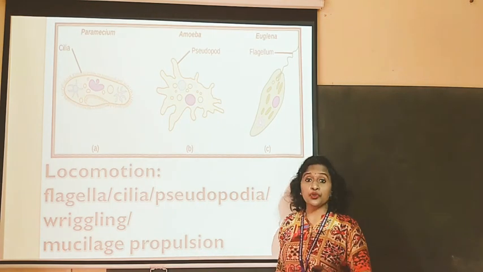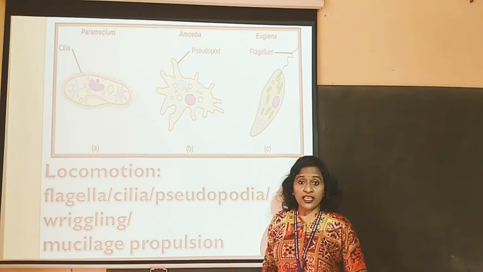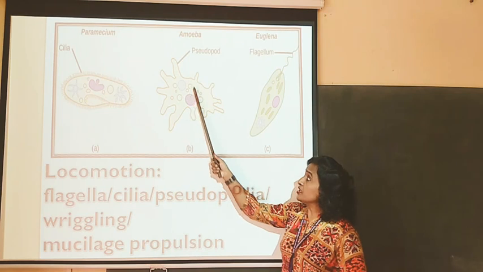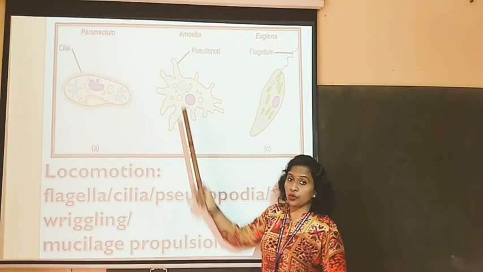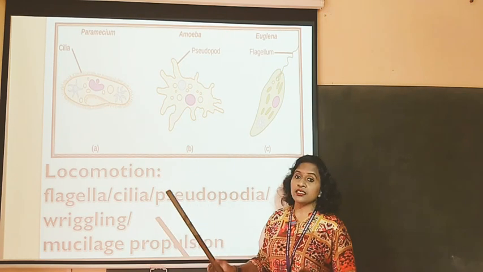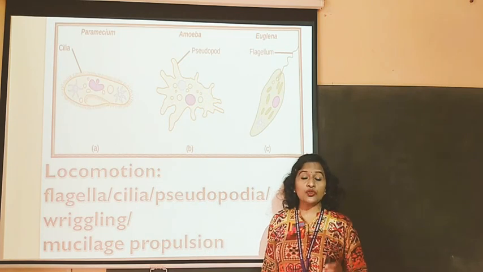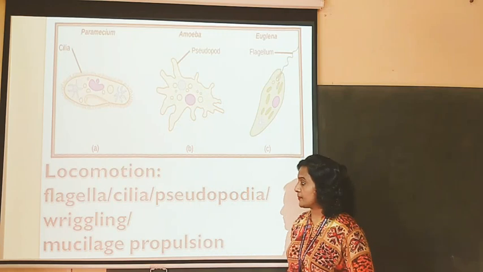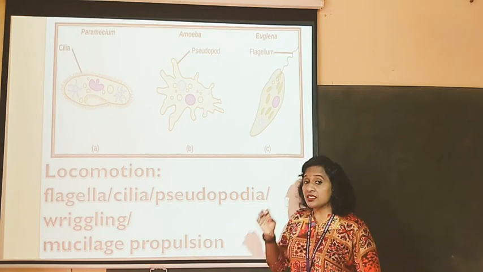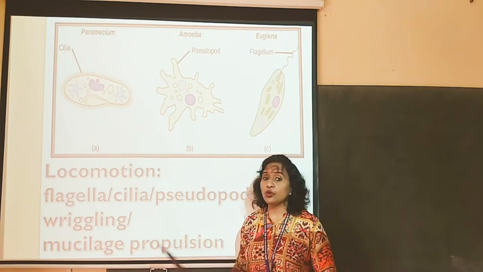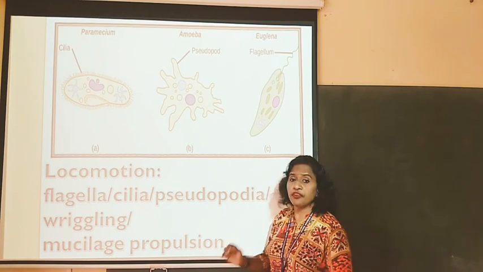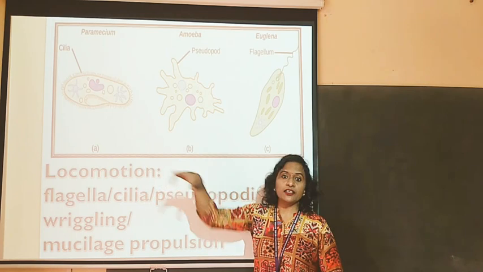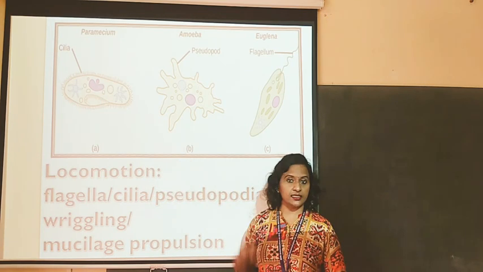Next is pseudopodia. These organisms are a little slower in movement. So here the protoplasmic outgrowth will form these feet-like structures. So they are also called false feet, okay, for their movement. Next, some organisms follow wriggling. Now what do we mean by wriggling? It is like a worm-like movement which will take place, okay, like this.